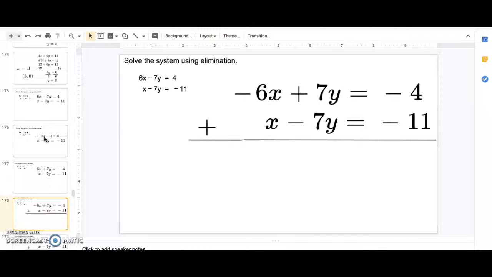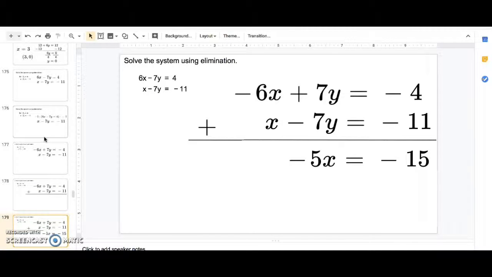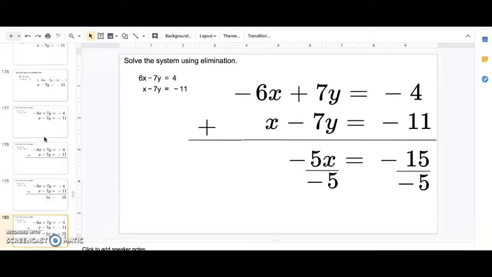Now I add these up. -6x plus x gives me -5x. The y's become 0. -4 plus -11 gives me -15. So I have -5x equals -15. Divide both sides by -5. I'll get x equals 3.